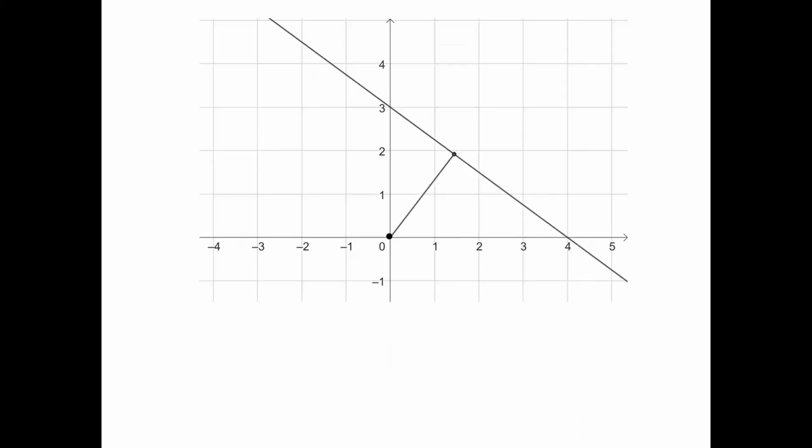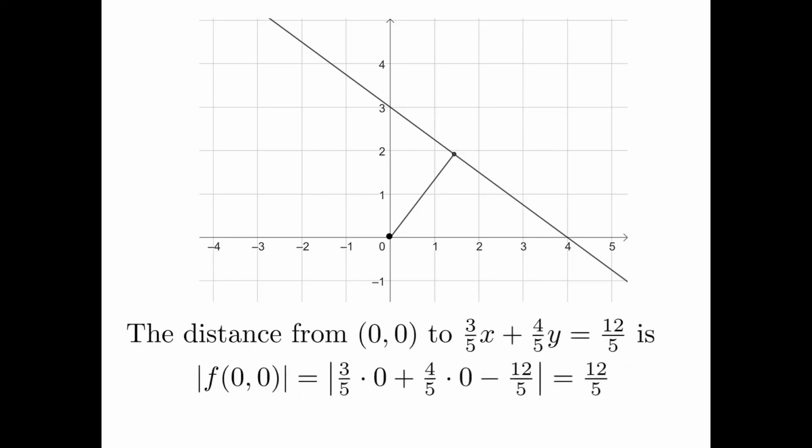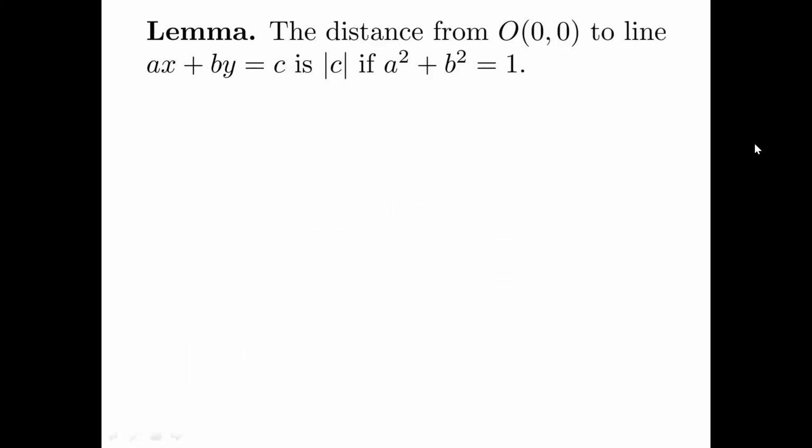Let's look at an example. The origin (0, 0) to the line, what would be the distance? You simply plug (0, 0) into the function f. It is the absolute value of negative 12 divided by 5, so the distance is 12 over 5. Let's prove the result. We begin with a lemma. The distance from the origin (0, 0) to the line ax plus by equals c is the absolute value of the constant c if the equation is a normal form equation.